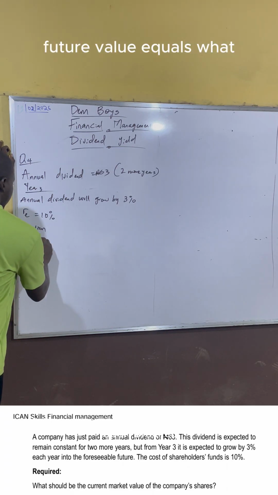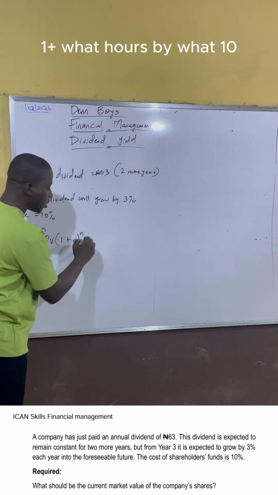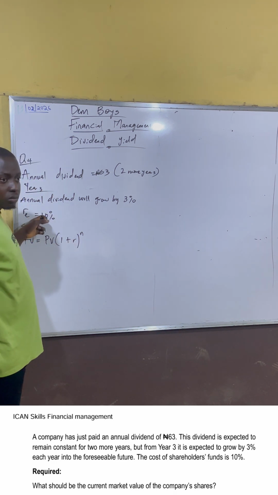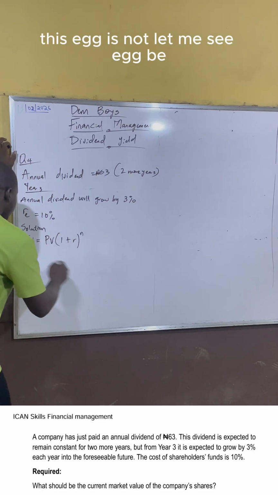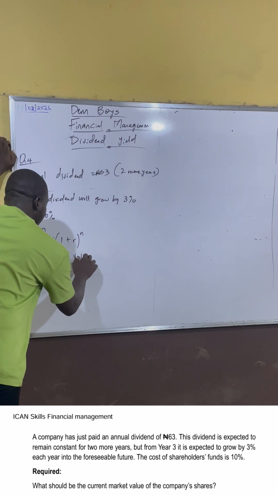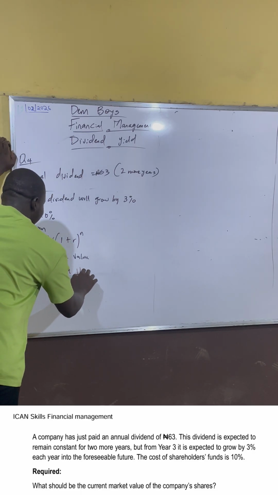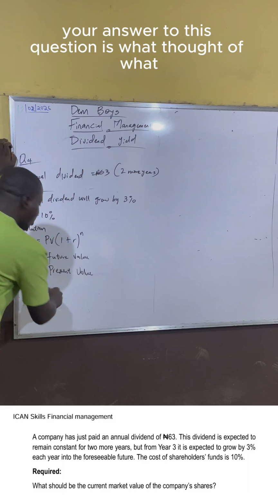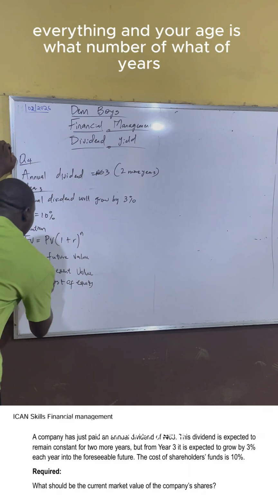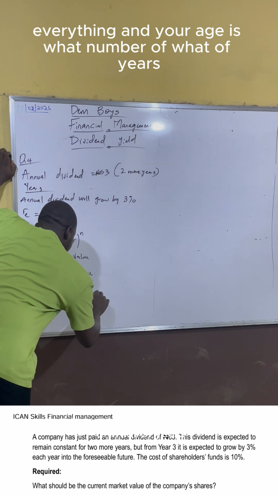Future value equals present value open bracket 1 plus R, raised to power N. This R that is here is the cost of equity. This N is the number of years. Your R for this question is the cost of equity, and your N is the number of years.